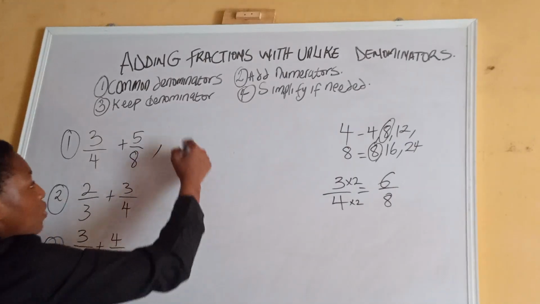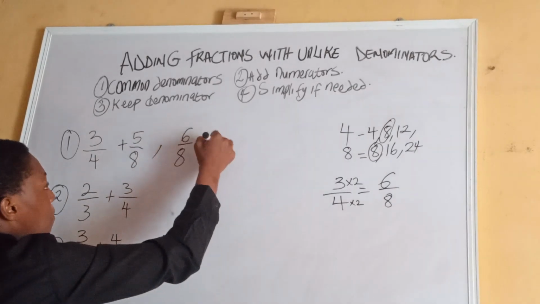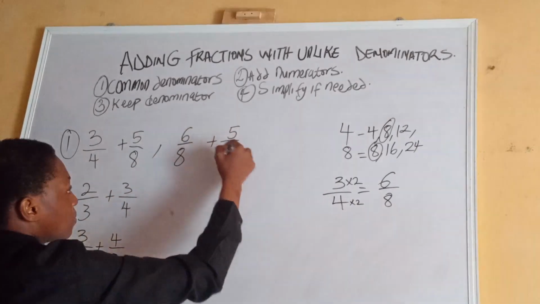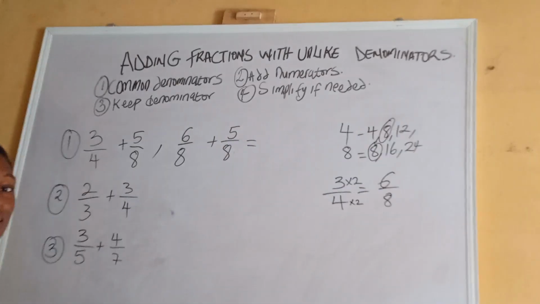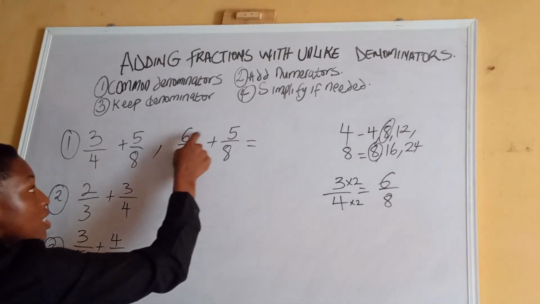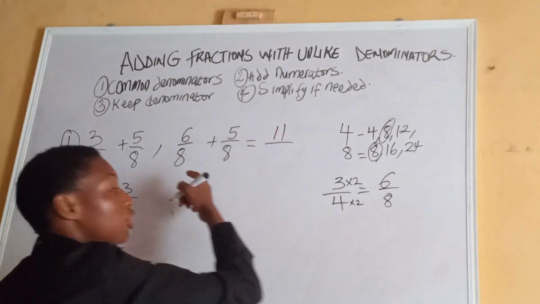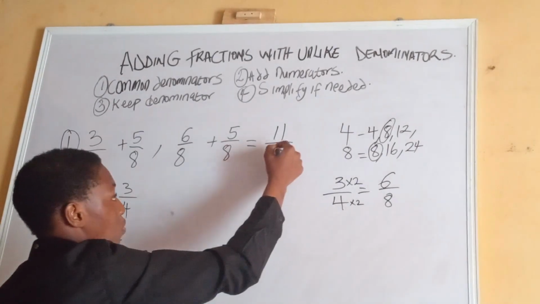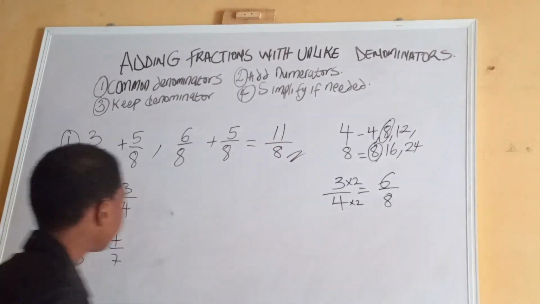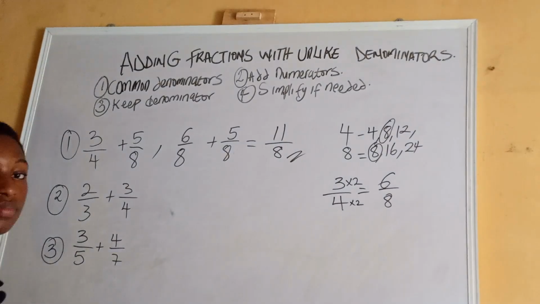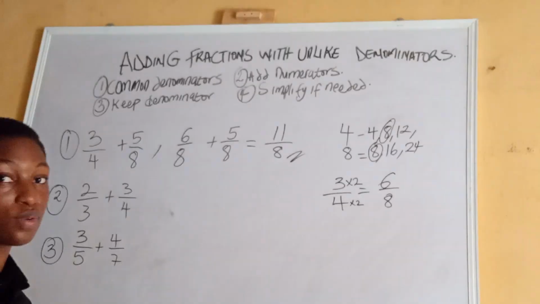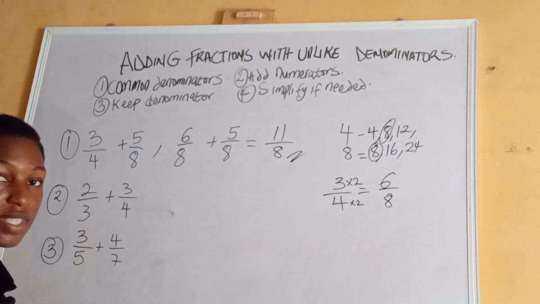So now we have 6/8 plus 5/8. And then we can simply add the numerators. So we have 6 plus 5. What's 6 plus 5? That's 11. So we have 11 all over, and remember, we are keeping the denominator, so 11 all over 8. Simple. I'm going to work it out again, and you're going to stay with me.